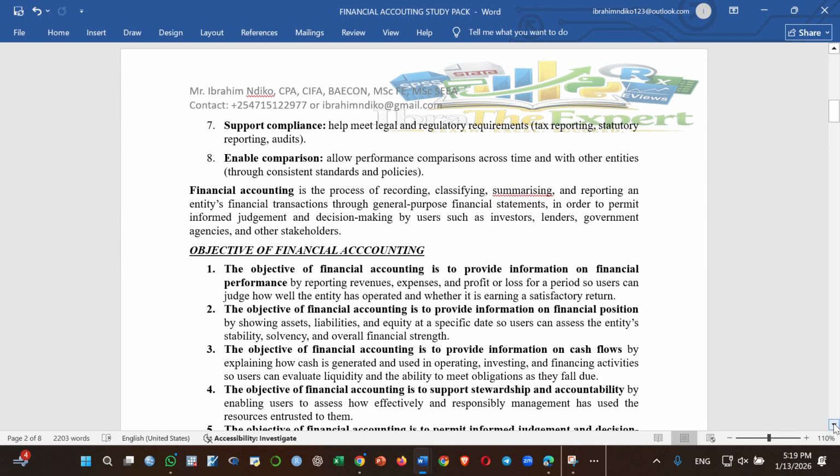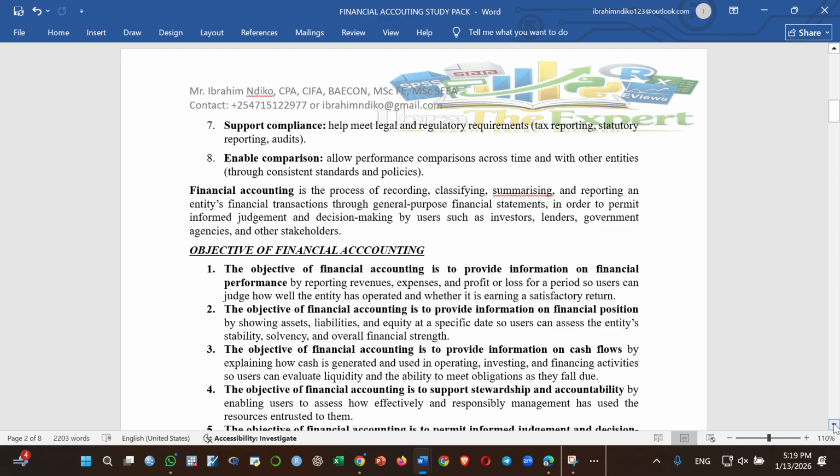Another aspect or purpose of accounting is to support compliance. So to ensure that the company complies with the government, for example, payment of taxes, to make sure that they support the community, all those kind of things. So it helps the organization or the company to meet the legal and the regulatory requirements. For example, payment of taxes, and to make sure that the company does the audit as prescribed by the Company Act, and so on.